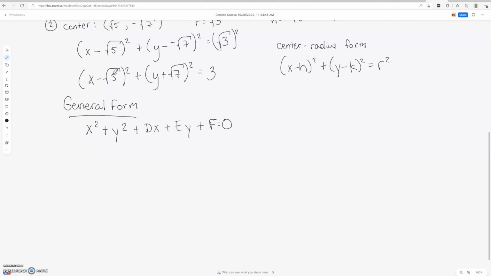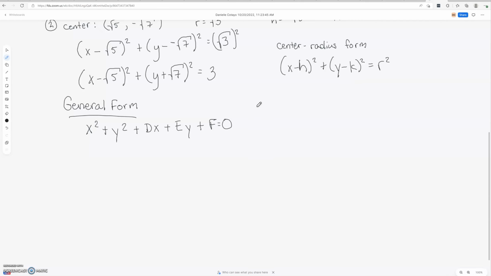If you had just multiplied out our center radius form, if we had multiplied that all out using FOIL, right? These are two binomials. You multiply them together. You use FOIL. And then you set everything equal to 0. So you get everything off of that right side and move it all the way to the left.